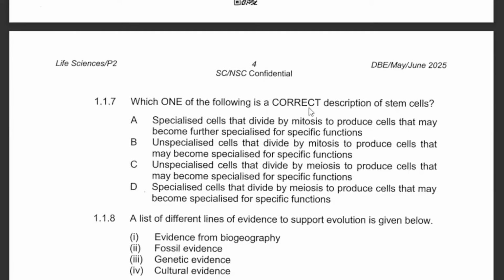Which one of the following is a correct description of stem cells? Remember that we say these are cells which are unspecialized. They have the ability to divide and form specialized cells, meaning that they have a specific function. So we have to look for specialized cells that divide by mitosis to produce cells that become specialized for a specific function. So B becomes the most correct answer. We go to the next question.